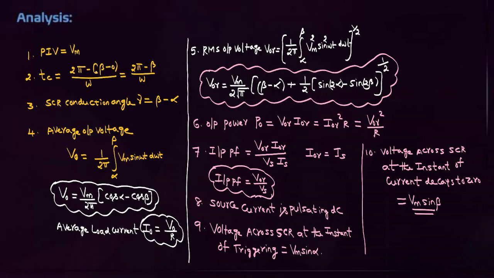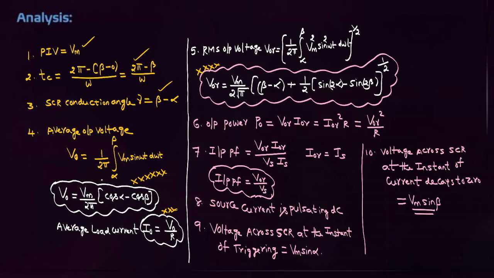Then this is important. The peak inverse voltage is Vm, the circuit turn off time is (2 pi minus beta) by omega, and the SCR conduction angle is beta minus alpha. For the average output voltage in the RL load case, V naught equals Vm by 2 pi into (cos alpha minus cos beta). You also have to concentrate on the average output current. Then the RMS output voltage.